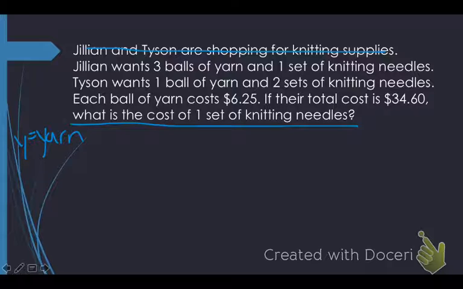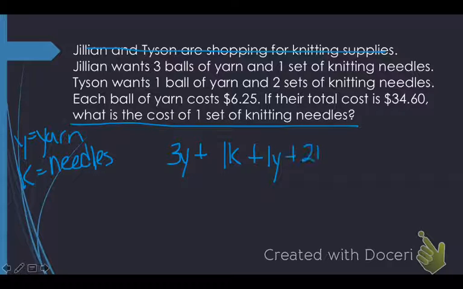And later on I also see knitting needles, so I'm going to use K for the needles because they're knitting needles. So Jillian wants 3 balls of yarn, so for Jillian 3 yarn plus 1 K, or plain old K if you prefer that, plus whatever Tyson wants. Tyson wants 1 ball of yarn, 1 Y, and 2 sets of knitting needles. And I know that when I add it all together, eventually my total cost is $34.60.